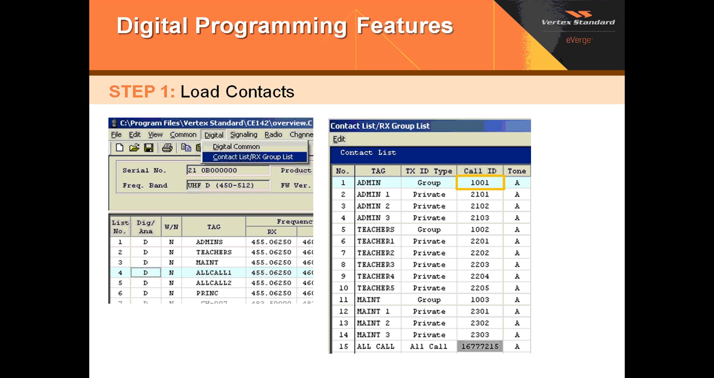Next, we're going to go ahead and program each of our IDs. As you can see, our group ID is 1001. Then 2101 is our individual, 2102, 2103, and so on for our additional groups of teachers and maintenance and the individuals underneath each. Lastly, you'll see that there's all calls set up for 16,777,215 for an ID. And it's grayed out. The system automatically selects that.